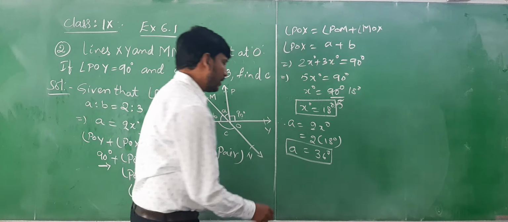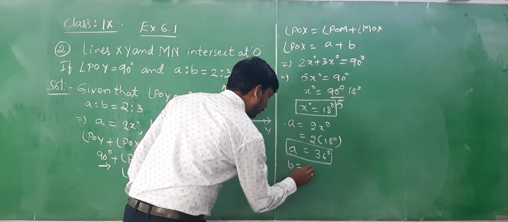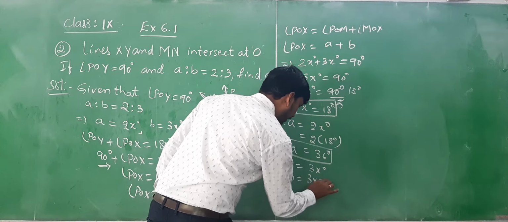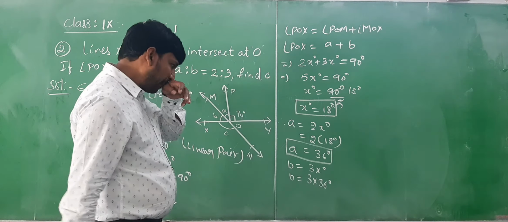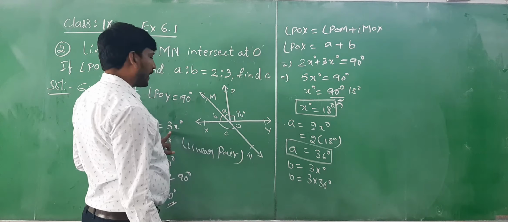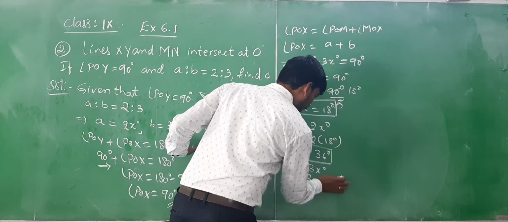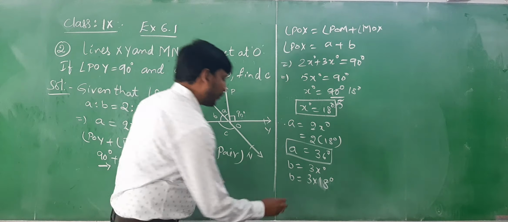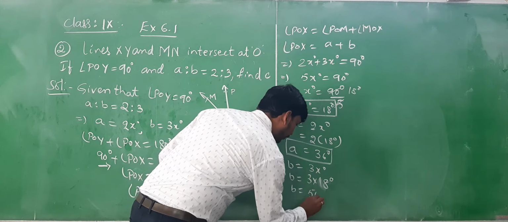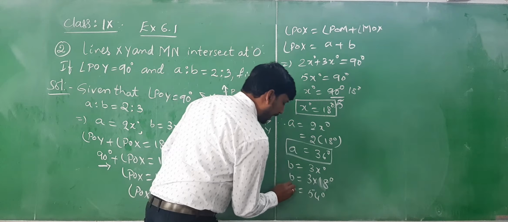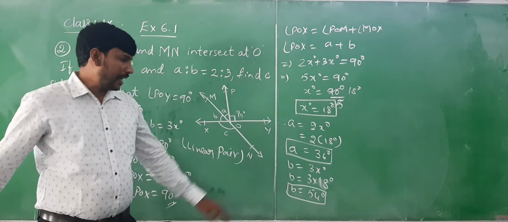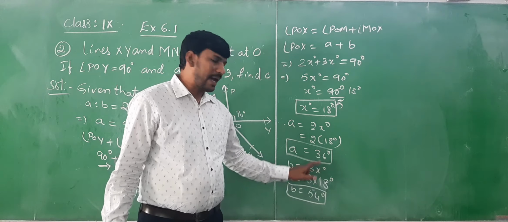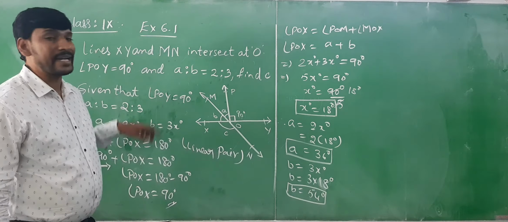And now B also you can find out. B is equal to 3x. Then B is 3 into 18 degrees. 3 into 18 degrees will become 54 degrees. So B is equal to 54 degrees. So we got angle A and angle B. Angle A is 36 degrees, angle B is 54. By adding these two, it will become 90 degrees.